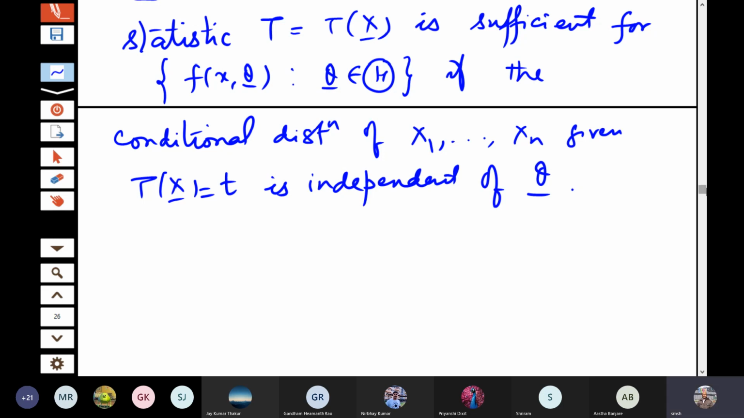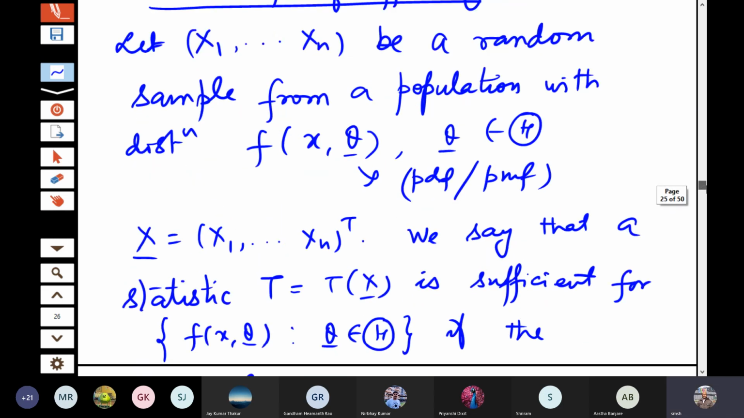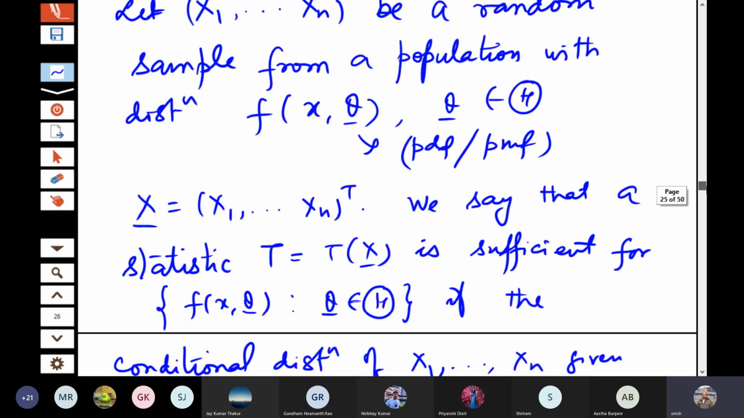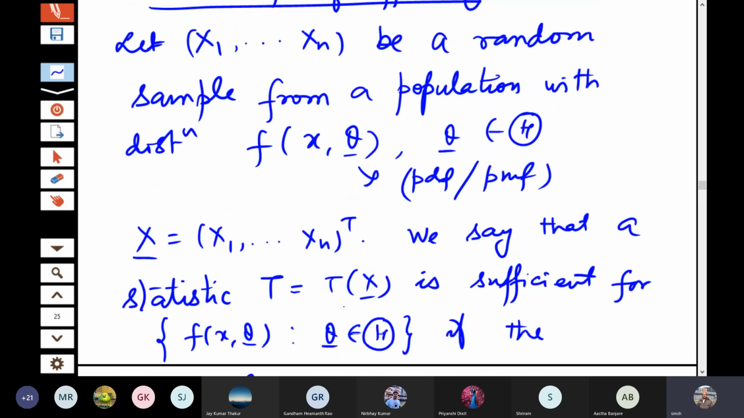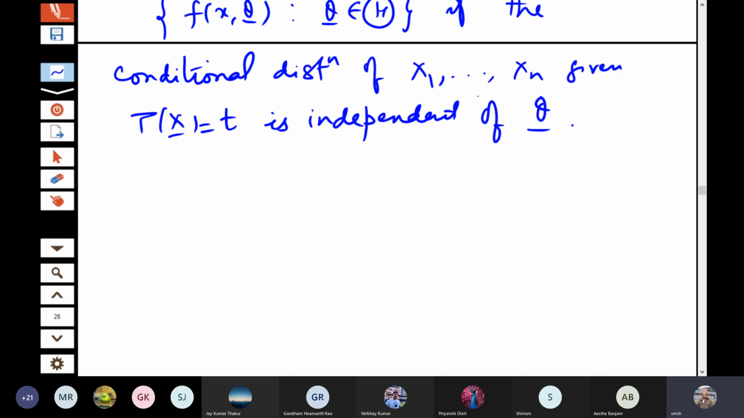So that concept has been transformed to statistics in such a way that you have a sample x1, x2, xn, but now I am calling a function of x1, x2, xn a particular statistic. Now I am calling it sufficient if some condition is satisfied. That is, the conditional distribution of x1, x2, xn given T is independent of theta.